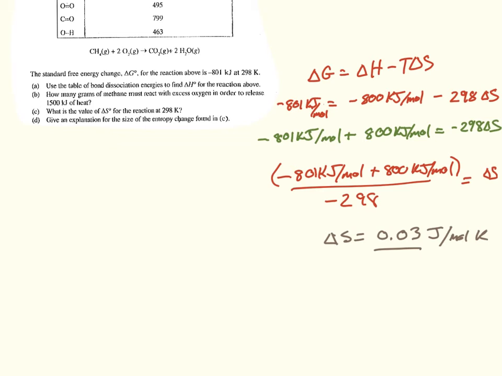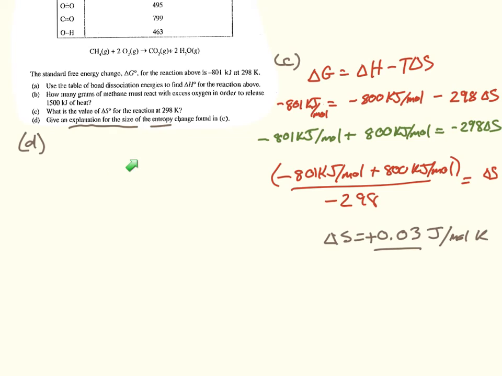Alright, on to part D, and while I'm labeling it, because I'm going to keep this work here, I'm going to put D over here. So what D is asking is, give an explanation for the size of the entropy change found in part C. So let's go back to part C. They said that we got a positive entropy change, and what that means is that there's more disorder, which we know is favorable for entropy. But you notice how small the magnitude is. I mean, it's almost 0.